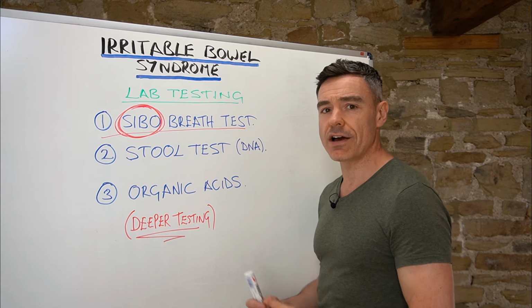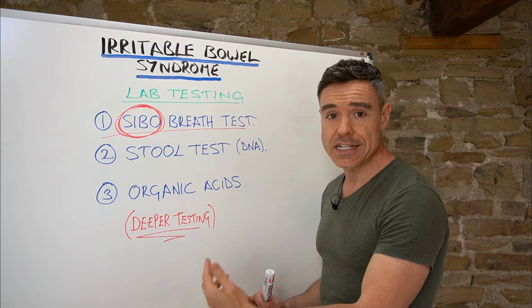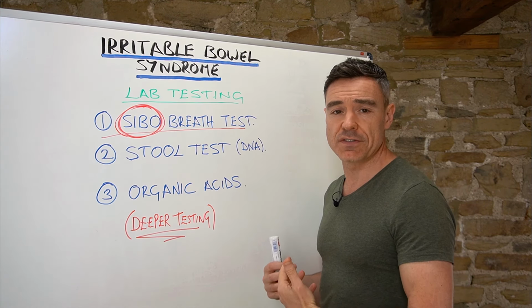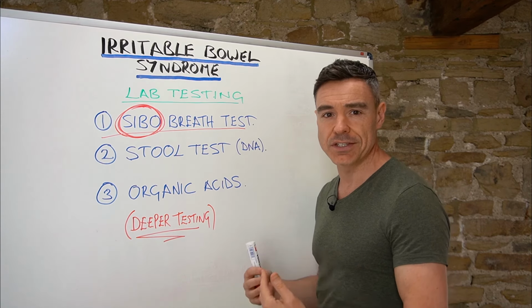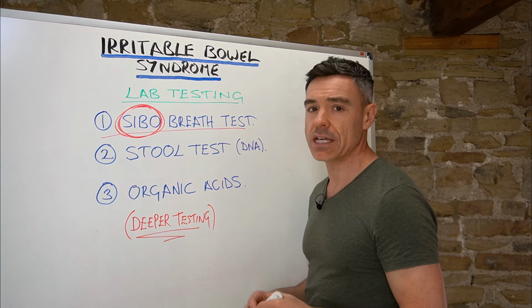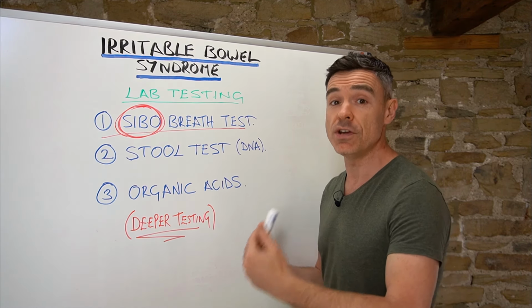But what if you also have H pylori? What if you have fungal overgrowth with candida? What if you have parasites? What if you have low levels of your digestive secretions like stomach acid and enzymes and bile and all of those different things? This test is not going to pick those factors up, and so you don't get as much information as perhaps you need.